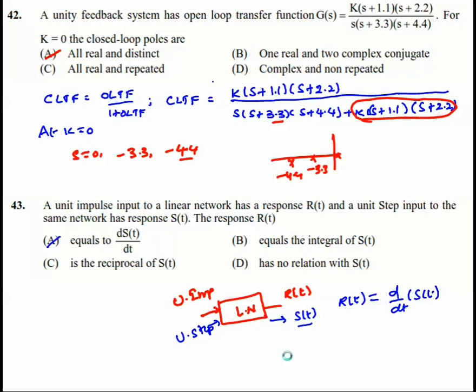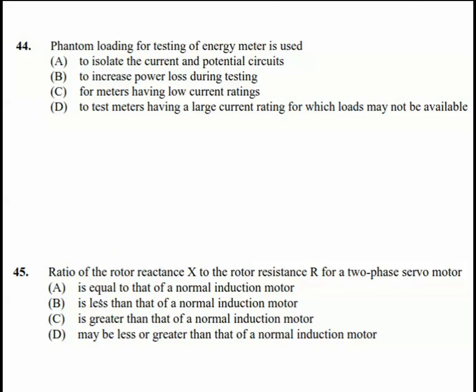And next one, 44th question. The phantom loading for testing of energy meter is used for. Generally, the phantom loading is used for large machines which have high current capacity, which are not practically available in the laboratory. So the phantom loading for testing of energy meters is used to test meters having a large current rating, for which loads may not be available in the laboratory.